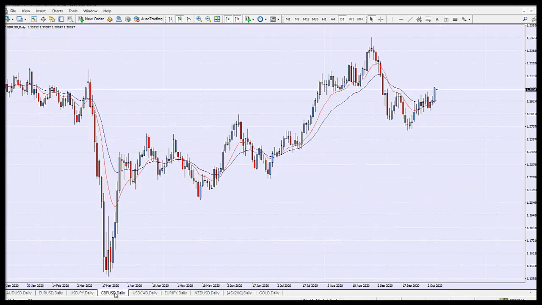Let's have a look at the GBP USD. Look, this chart at first sight screams to me that I'm looking for reversal there, and I want to trade in the downward direction as the emergence of a new trend going down.